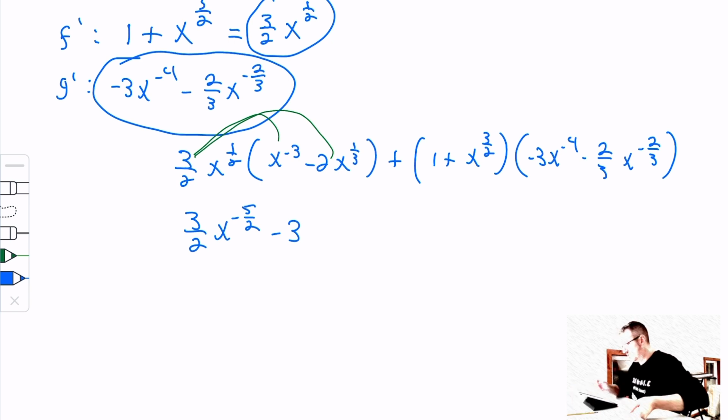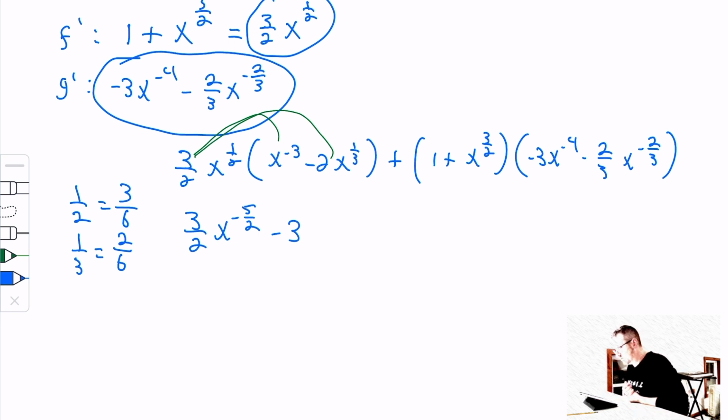Okay, so some of you are like, what did he just say? What's that mean? Remember this? To get a common denominator, 2 times 3 is 6, 3 times 2 is 6, 1 times 2 is 2, 2 times 3 is 6, 1 times 3 is 3. So what I'm really doing is 3/6 plus 2/6, and that's going to be 5/6.